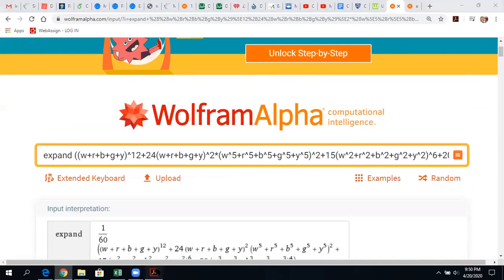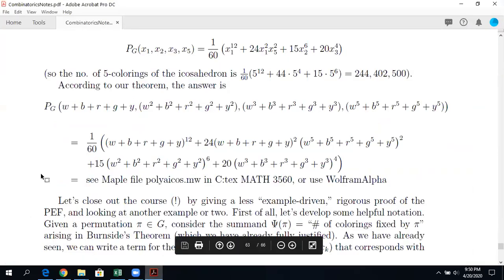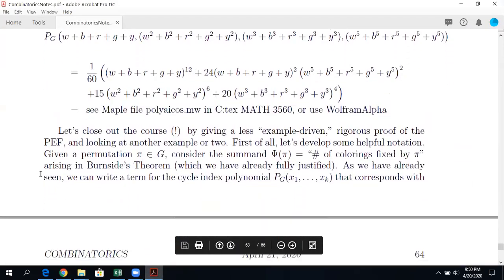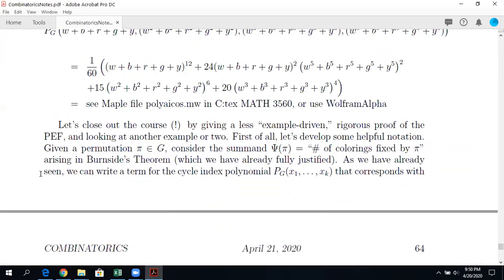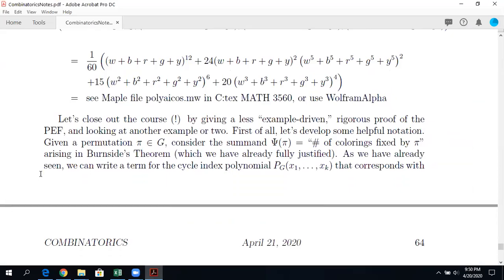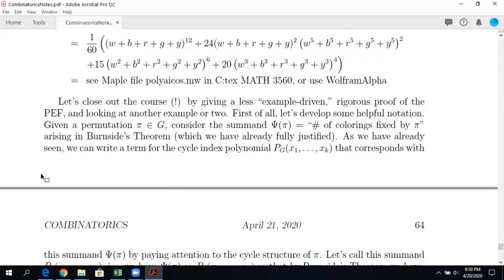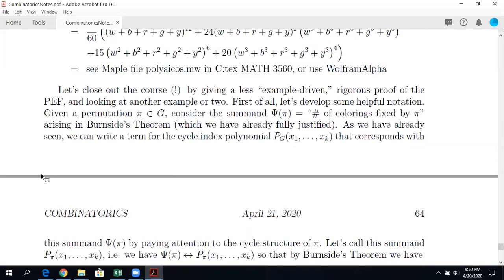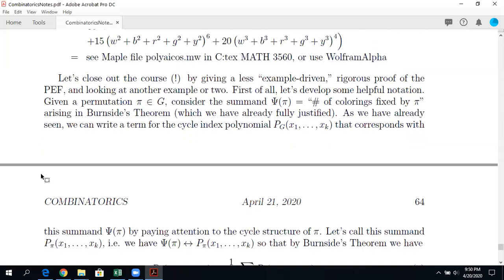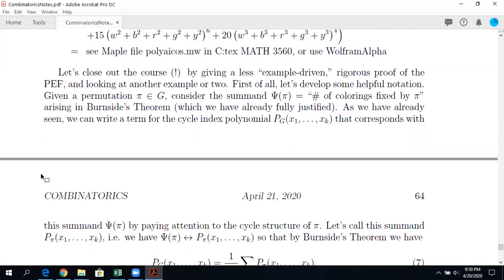Okay, so I will paste this link into the notes so that you have access to that. What I want to do is carefully go through a proof. This is going to be the last thing in the course, and I don't want it to be example driven the way the first thing was. I want to give a rigorous proof of this thing. I call it the PEF, the Polya enumeration formula. Then we'll look at an example. I have a 7 bead example that's pulled straight out of the book, sort of interesting, and we'll look at a variation of that the book doesn't talk about, that I think is pretty helpful.